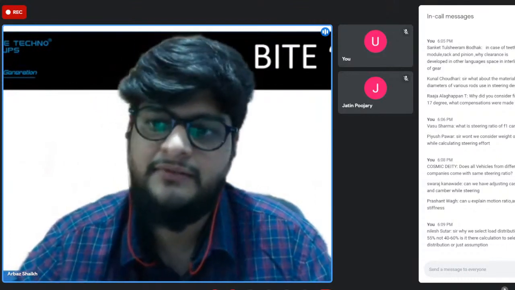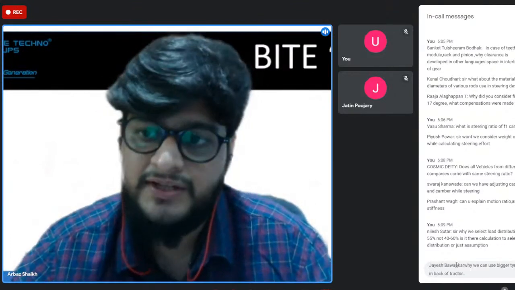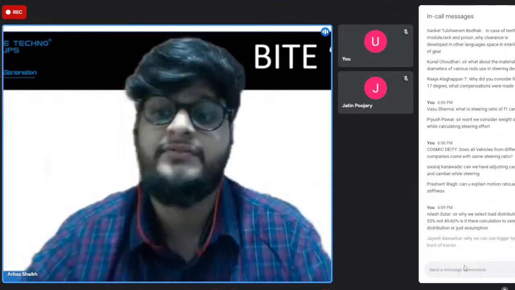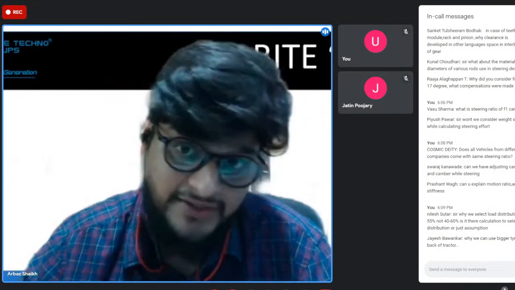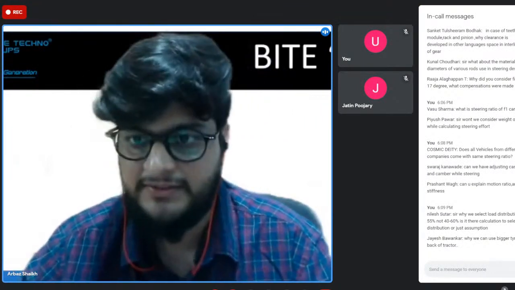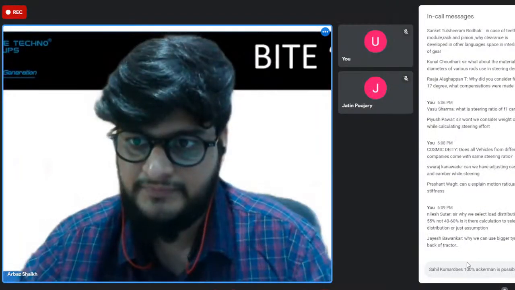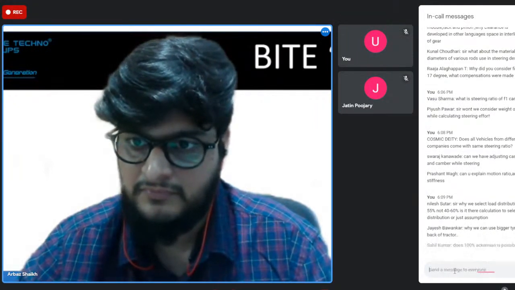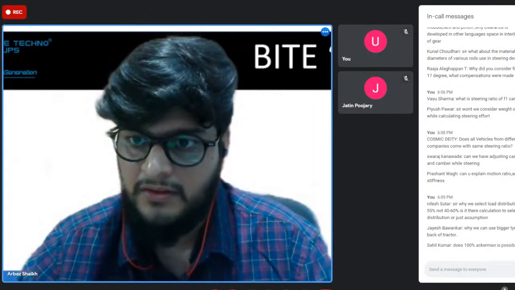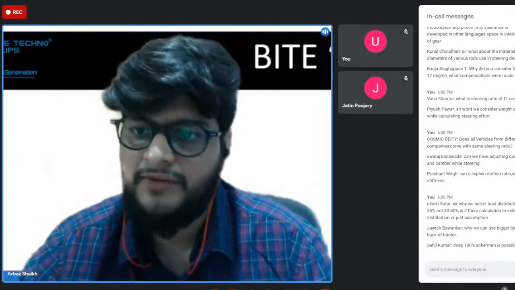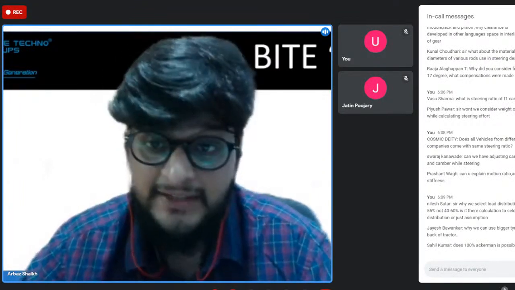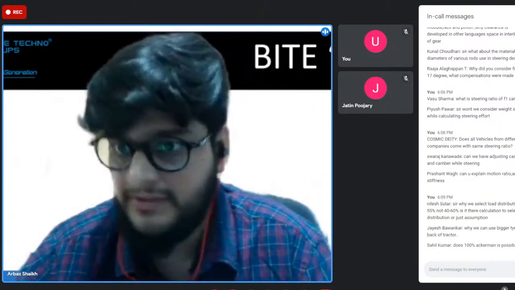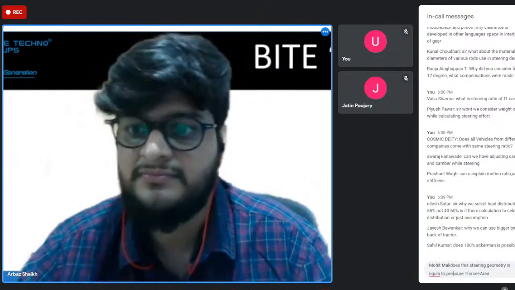Piyush is asking, won't we consider the weight of the tire while calculating steering effort? Yes, we will consider the weight of the tire, and the 250 weight that we considered included the weight of the tire. Cosmic Yeti is asking, do all vehicles from different companies come with the same steering ratio? No, in fact, even the same company's different vehicles have different steering ratios.